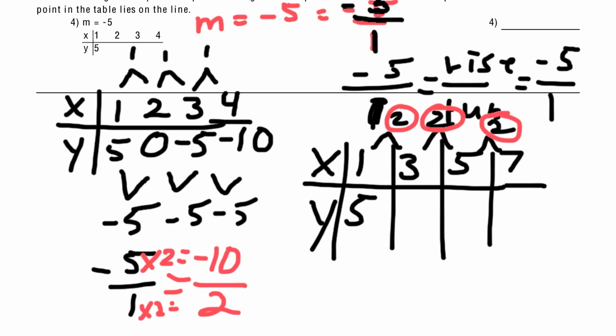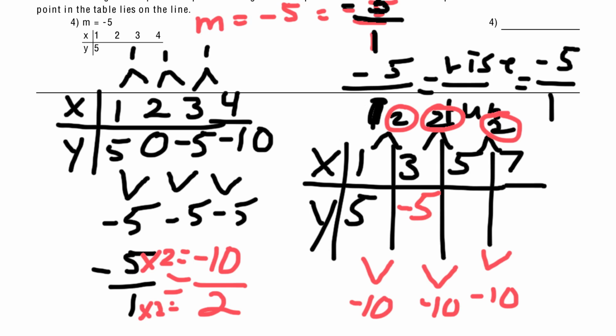Okay, so then these, since they're skipping, they're going to be negative 10. Negative 10, that's going to be the difference. Negative 10. See, so this would be negative 10 plus 5 is negative 5. Negative 10 plus the negative 5 is negative 15. Negative 10 plus this is negative 25.